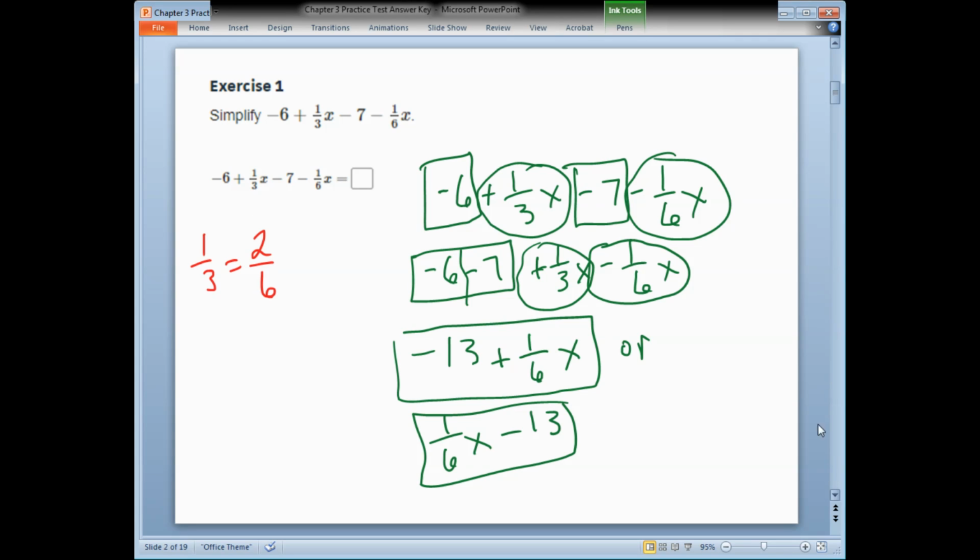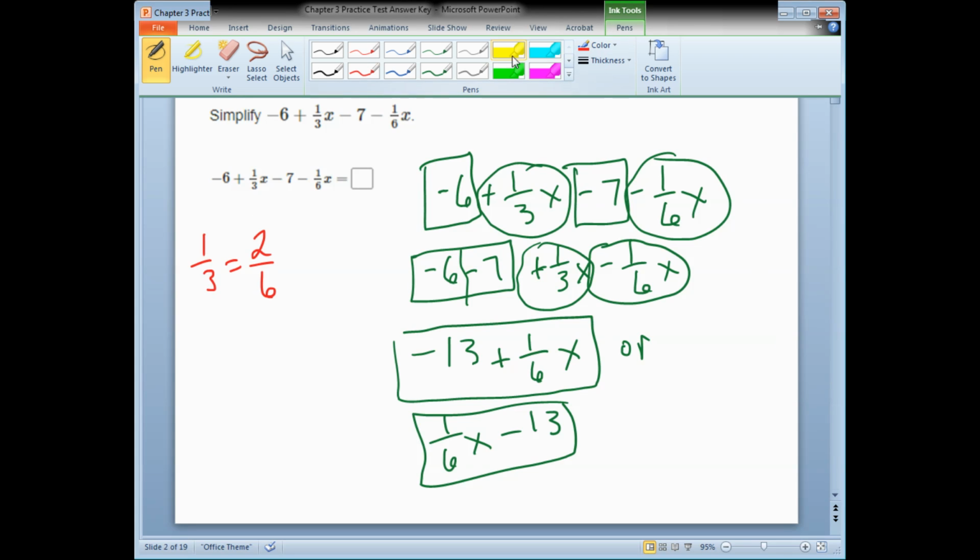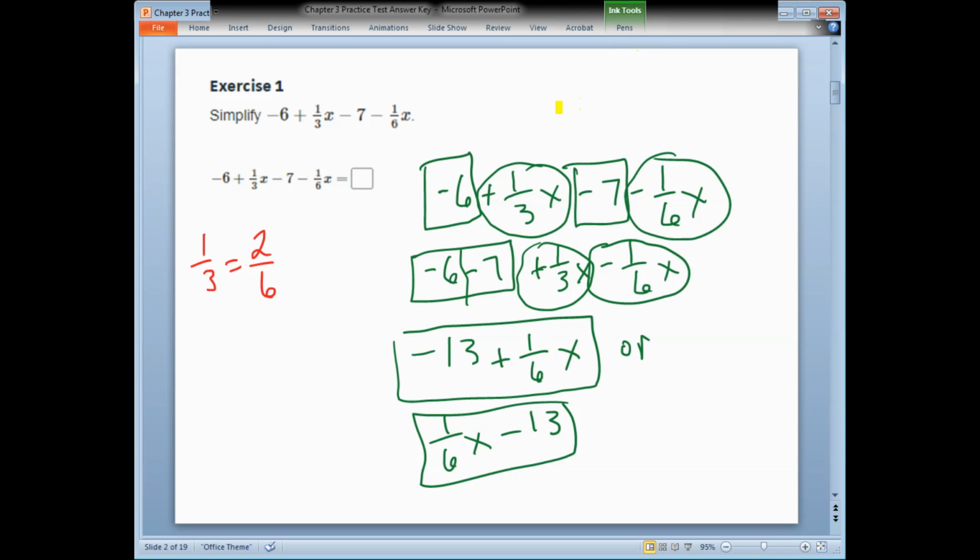Number one, simplify. So I'm going to get a highlighter here. There we go. Simplify this expression means write it in simplest form. So what did I do? My first step was to find the like terms. And I do that with the squares and the circles.